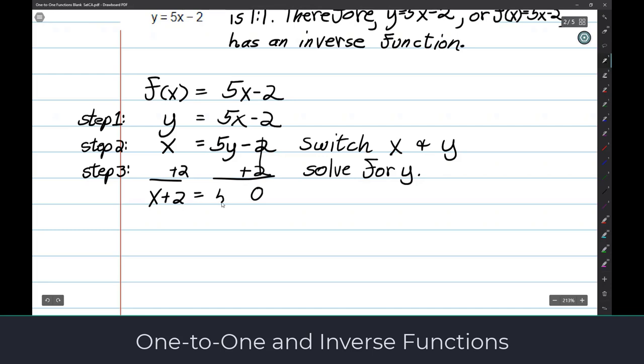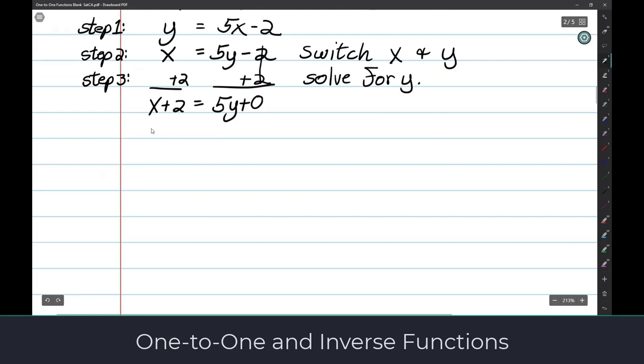I bring down the 5y. Well, 5y plus 0 is 5. Never mind. Forget I said anything. x plus 2 is going to equal 5y plus 0, which is 5y. Now I can solve for y if I divide both sides by 5. So y equals, because these cancel, y equals x plus 2 over 5.